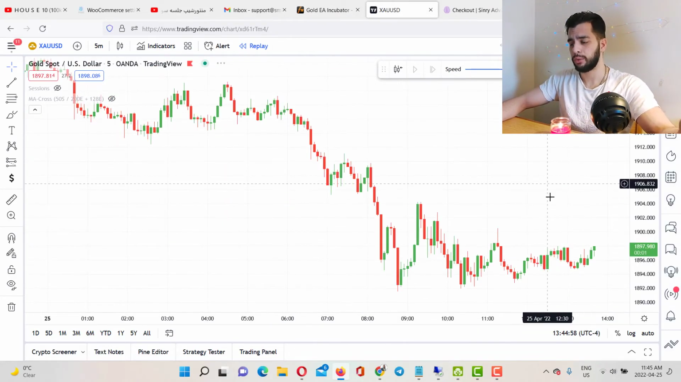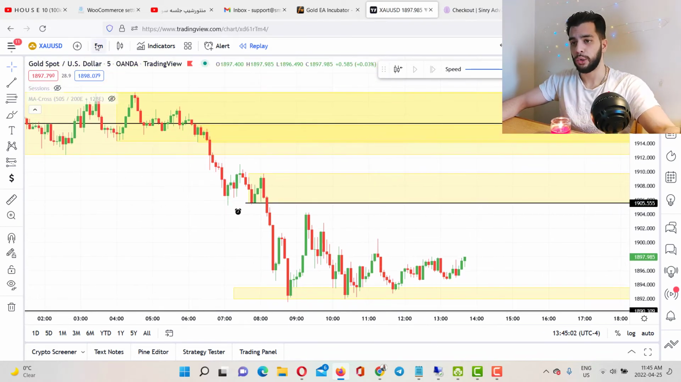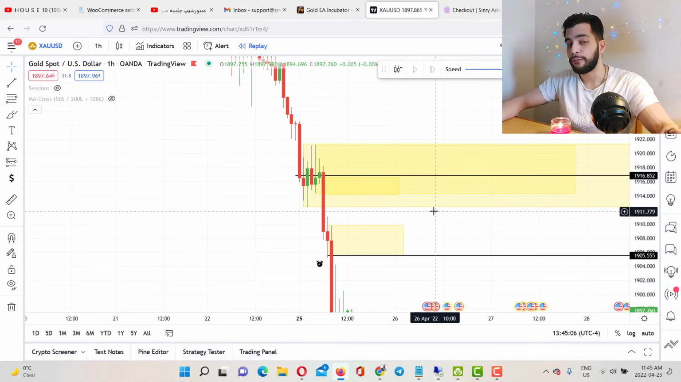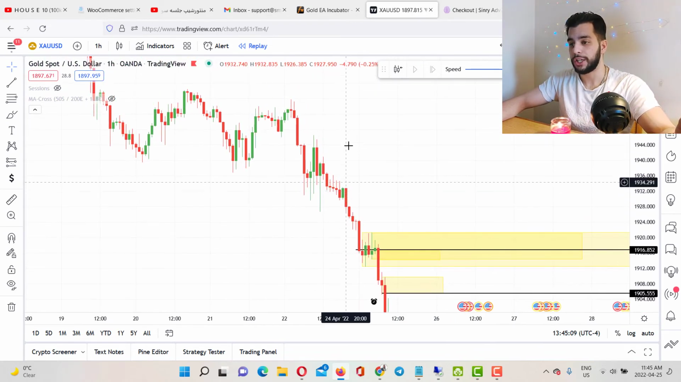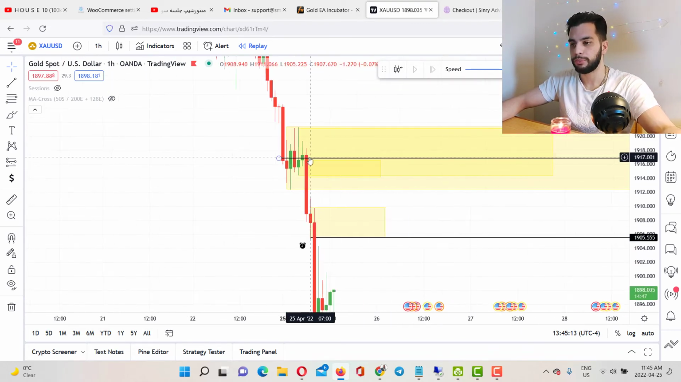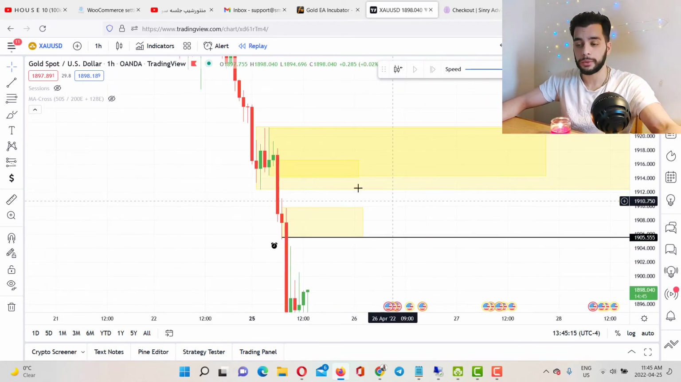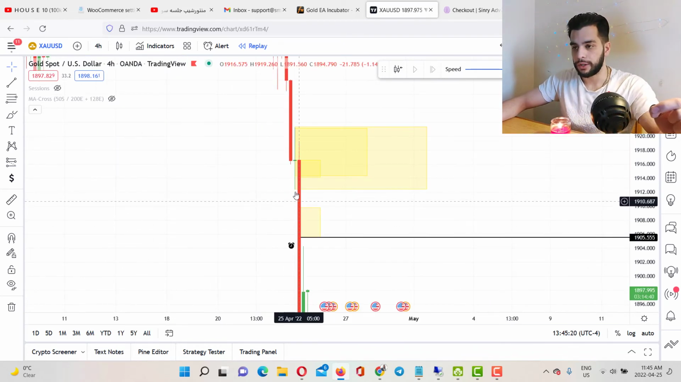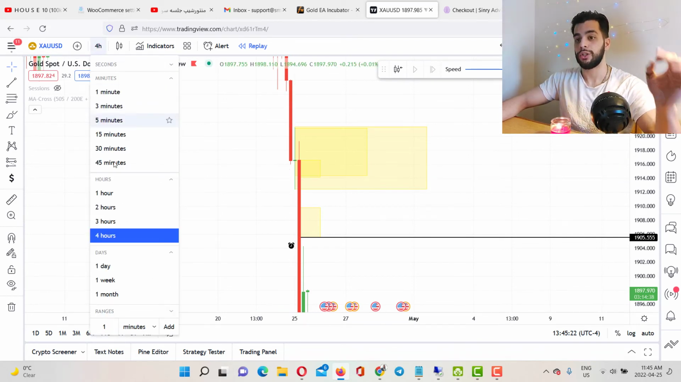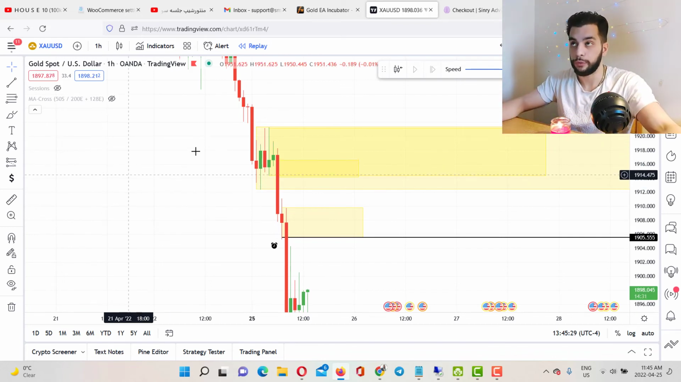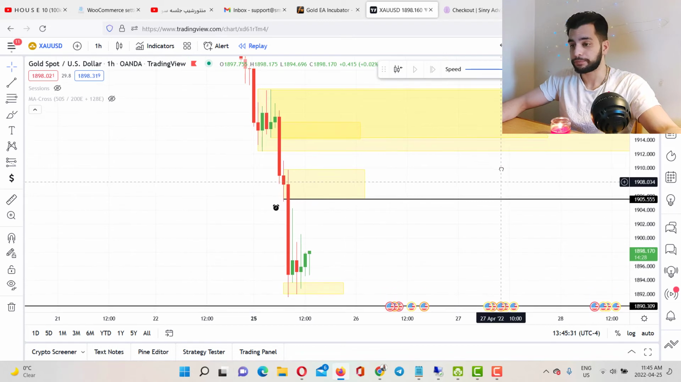So when I was analyzing gold, I noticed that in 1 hour and 4 hour time frame, we have this huge gap. There is a huge gap from here because we have a high probability supply zone. Let me just delete this one. We have a high probability supply zone here in 1 hour time frame. Even in 4 hour time frame, we have this high probability supply zone. So they are in confluence with each other. The 1 hour high probability supply zone is exactly inside the 4 hour supply zone.